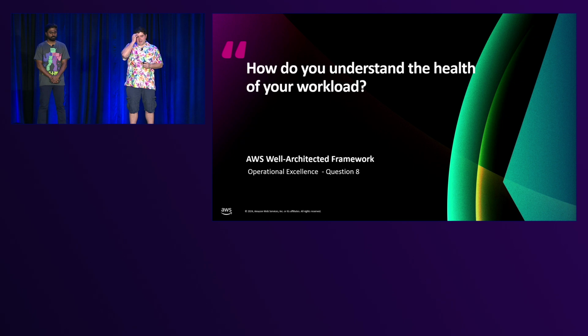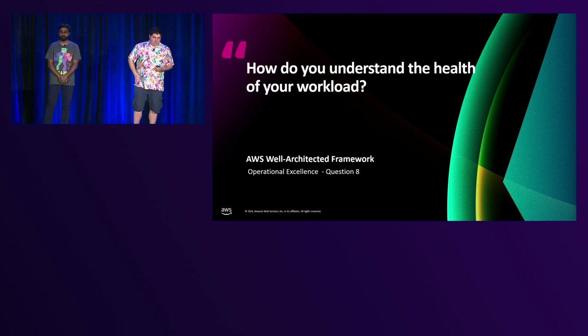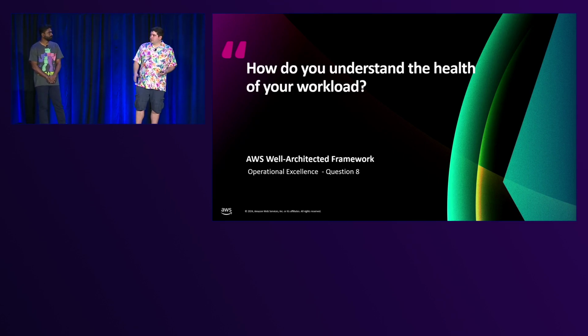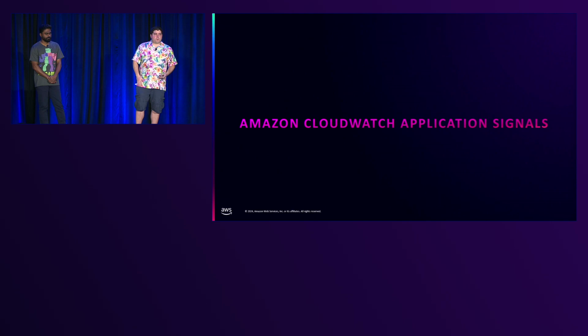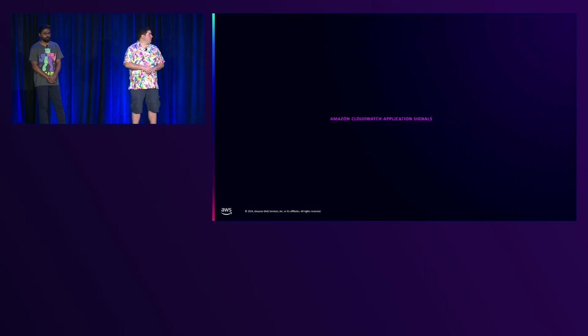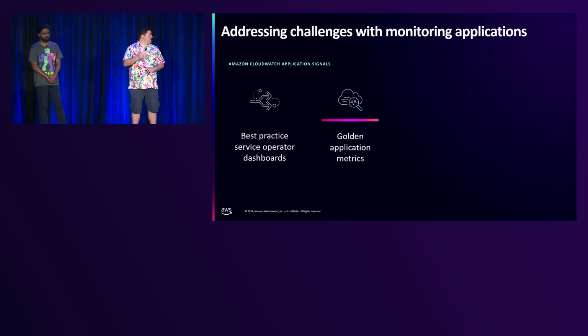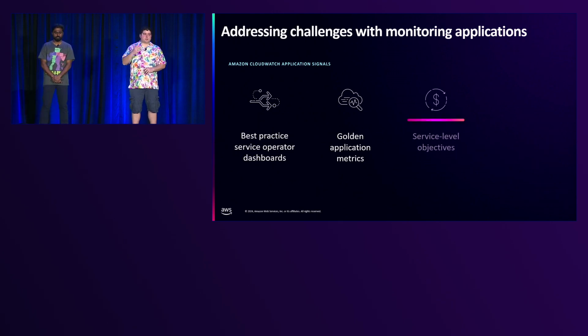Now, when we think of how we understand the health of the workload, the question I like to get from my customers is, hey, do you have SLOs? How do you understand your health? Because normally that's what you want to use. And with this, we have Amazon CloudWatch Application Signals. What Application Signals lets us do is give us best practice service operator dashboards. It's giving us those golden application metrics, service level objectives.